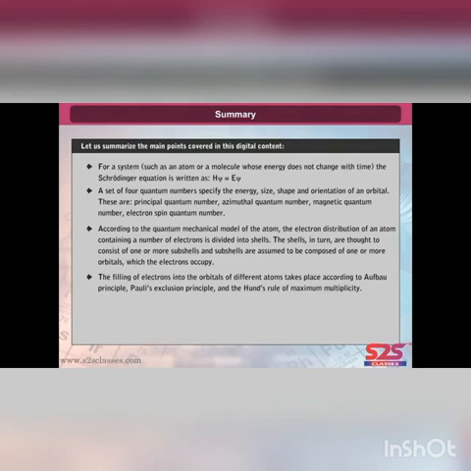The filling of electrons into the orbitals of different atoms takes place according to Aufbau principle, Pauli's exclusion principle, and Hund's rule of maximum multiplicity.